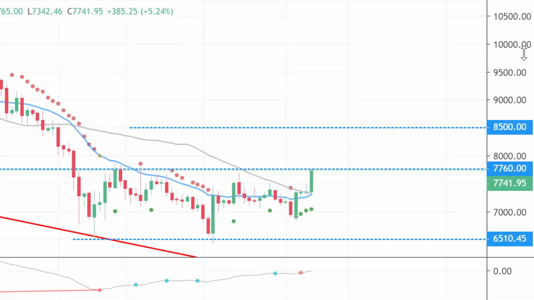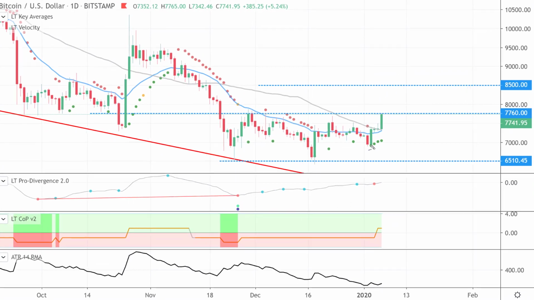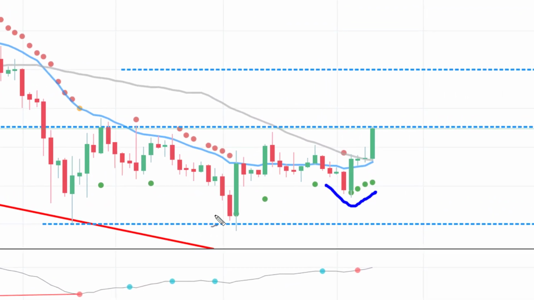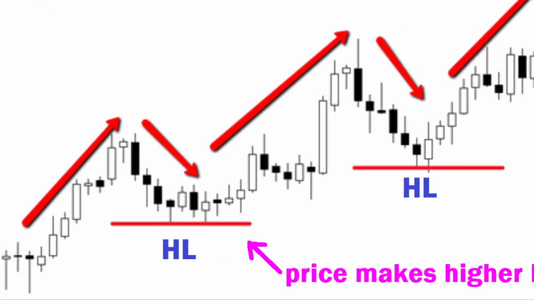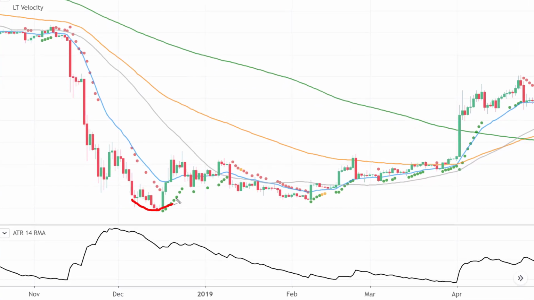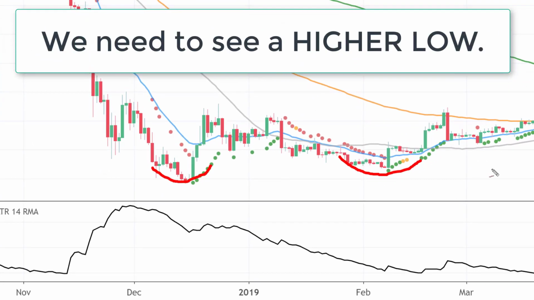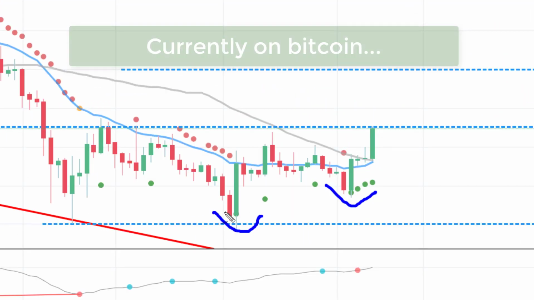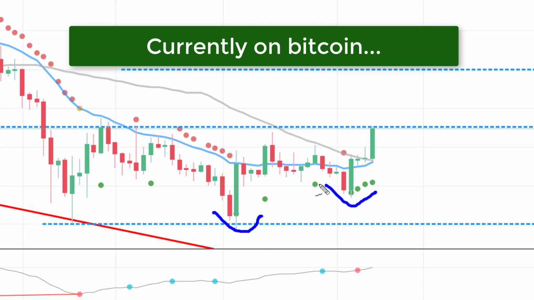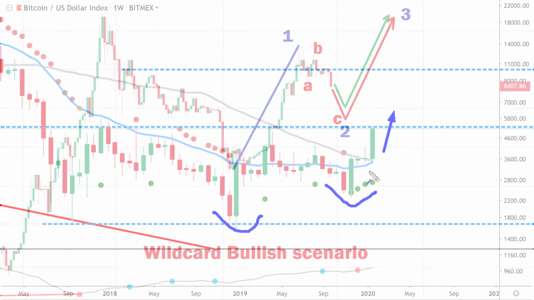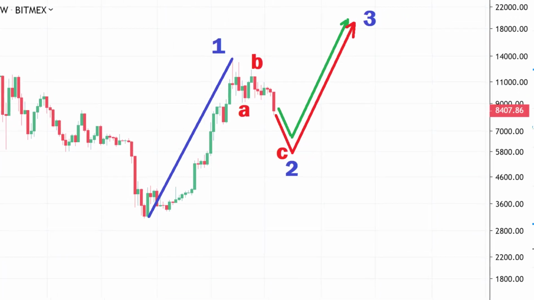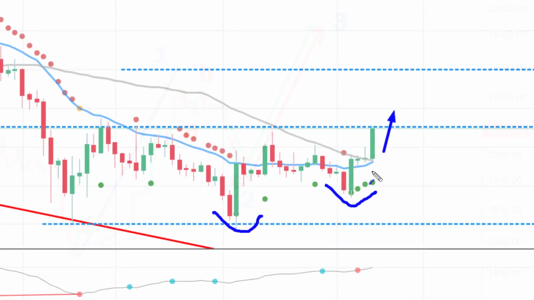Also, just to mention here that it seems we're forming a sort of higher low here on the chart. I mentioned this before here. We need to see a higher low. Once the volatility has dropped, I want to see a higher low on Bitcoin. Again, a higher low is a significant sign of a brand new uptrend developing, similar to what we saw at the beginning of the year in 2019. And it does appear that we're beginning to form the signs of a higher low here on Bitcoin. And if this can break out to the upside, this could actually initiate the signs of an uptrend and perhaps the next major bullish phase in Bitcoin, the wild card scenario that I mentioned previously.